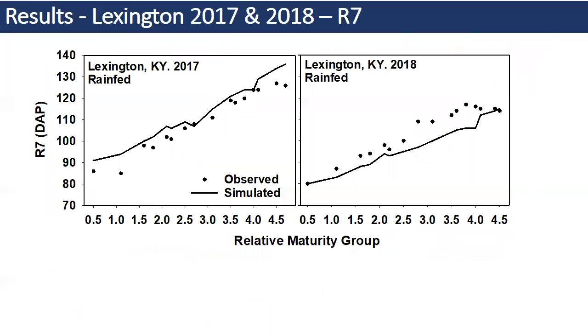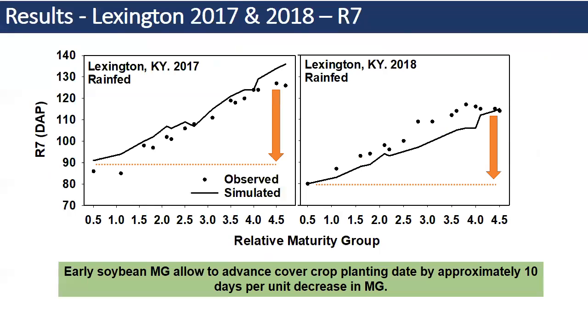So now if we take a look at the same data, but instead we look at Lexington for 2017 and 2018, we can start using models to explore our question. Can we plant cover crops earlier when planting a short season soybean?